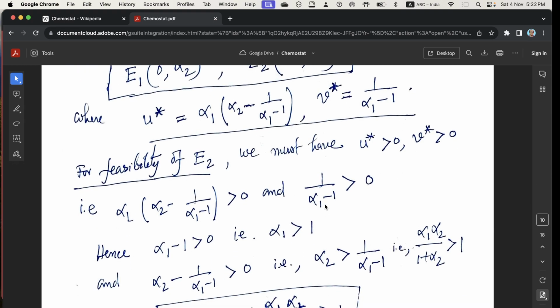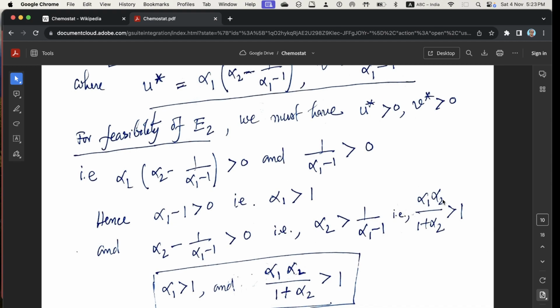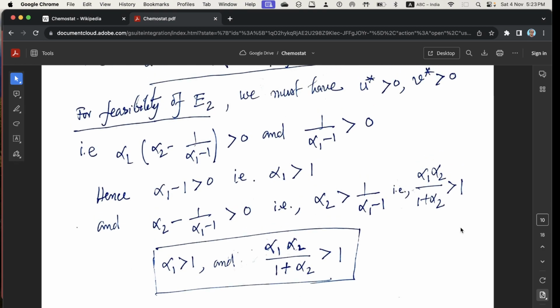Hence, alpha 1 minus 1 is obviously positive, that is, this positive quantity. Obviously alpha 1 is greater than 1. And alpha 2 minus 1 by alpha 1 minus 1 is positive, so alpha 2 is greater than 1 by alpha 1 minus 1. And so alpha 1 alpha 2 by 1 plus alpha 1 alpha 2 is greater than 1. So for feasibility of the E2 equilibrium point, alpha 1 is positive, alpha 1 is greater than 1, and alpha 1 alpha 2 by 1 plus alpha 2 is greater than 1 also.